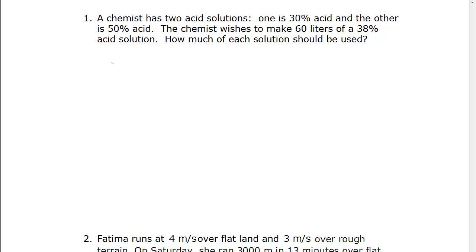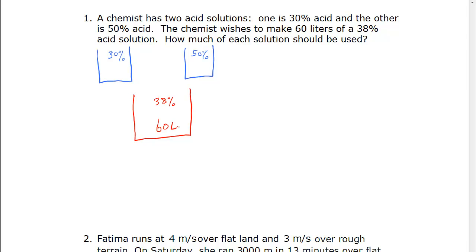So a chemist has two acid solutions, so let's start by drawing beakers with those solutions. So here's one and here's two. We have 30% acid in this one, and we have 50% acid in this one. The chemist wishes to make 60 liters of a 38% acid solution. So here's what the chemist wants at the end, and this is 38%, and it's 60 liters. So what we need to do then is figure out how much of each of the blue beakers need to be combined to get the 60 liters at the end. So how much of each solution should be used?